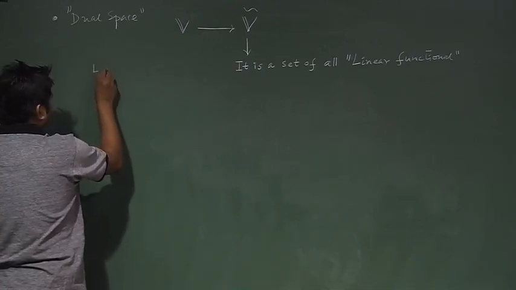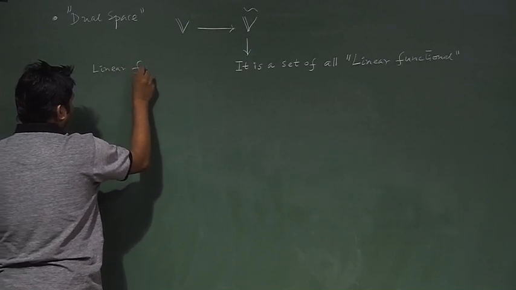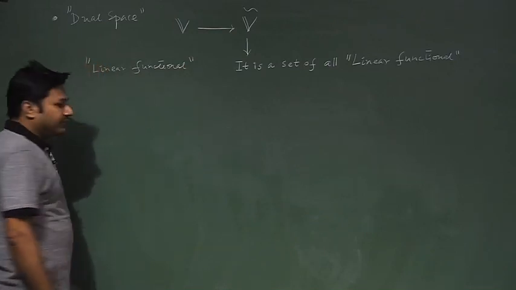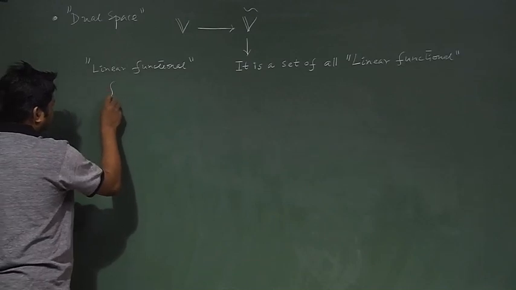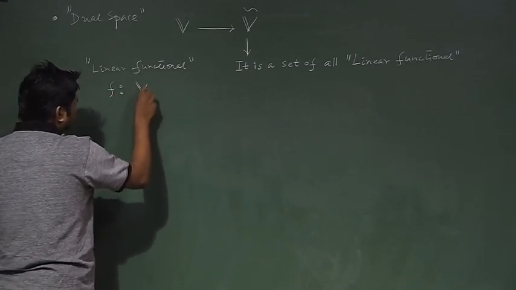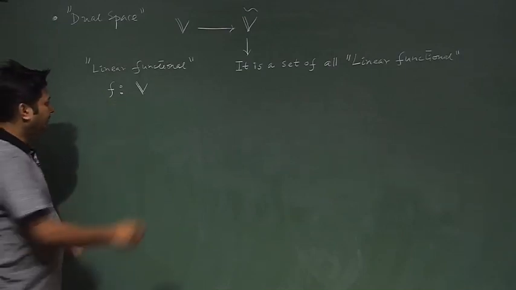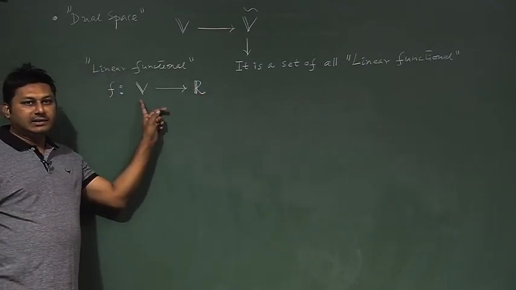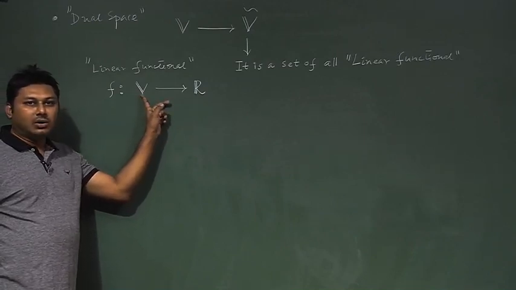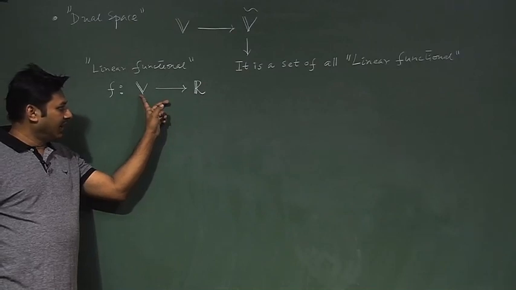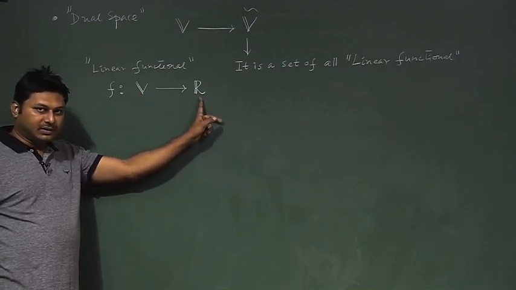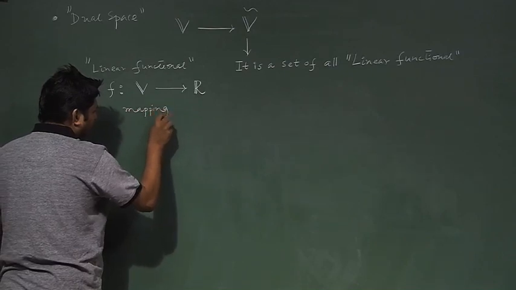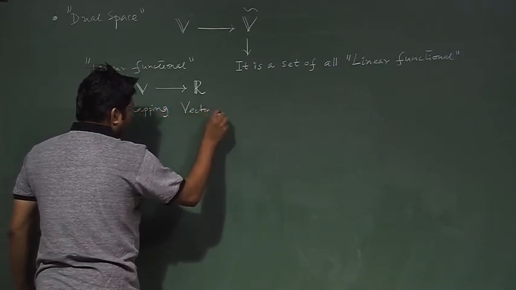So linear functional. A linear functional is essentially a rule. Let me finish this and then I will make you understand. It is a rule which we can apply on the elements in the vector space V, which are vectors, and as a result I get something which is not a vector, but a scalar. So this is a mapping which takes a vector to a scalar.